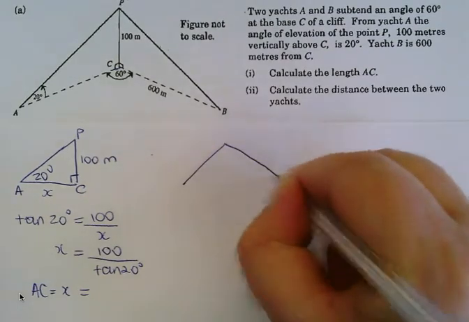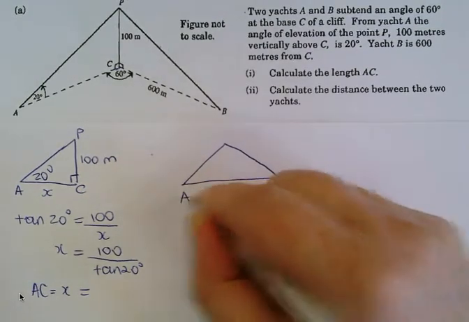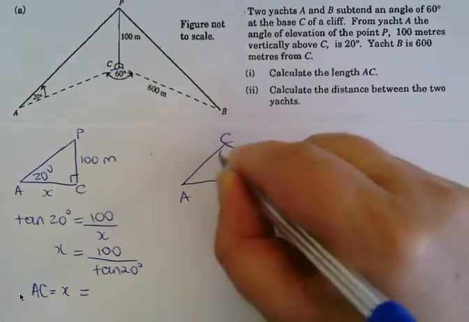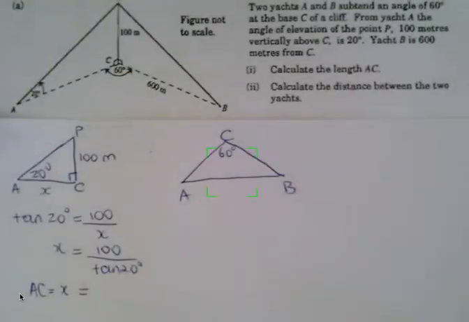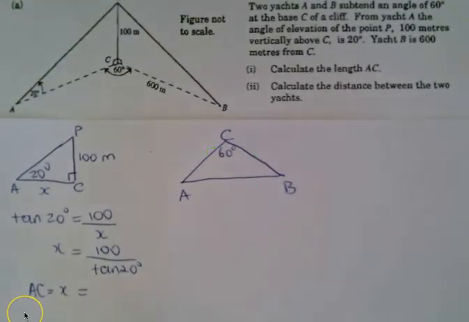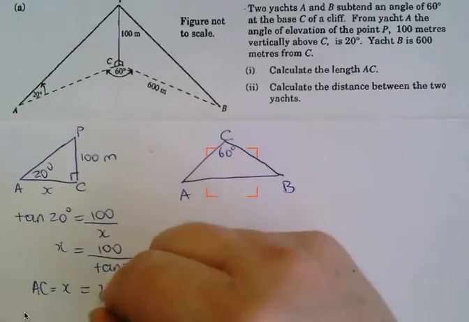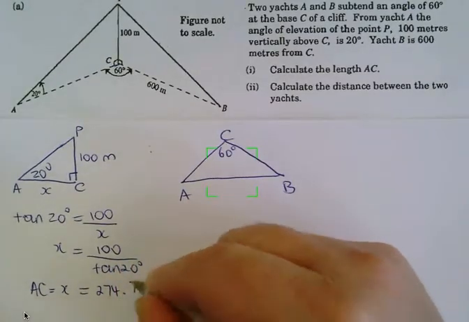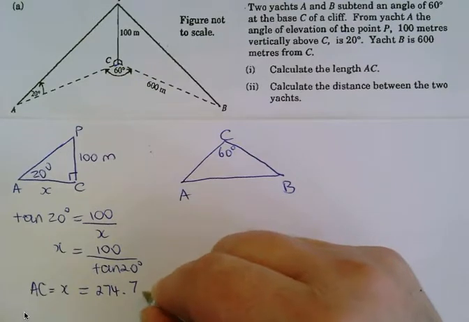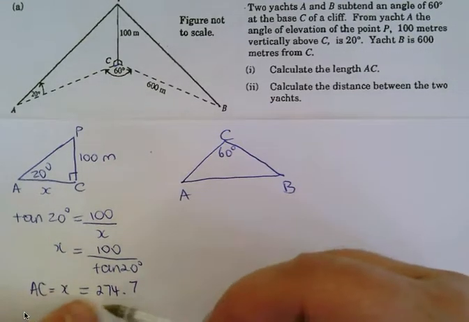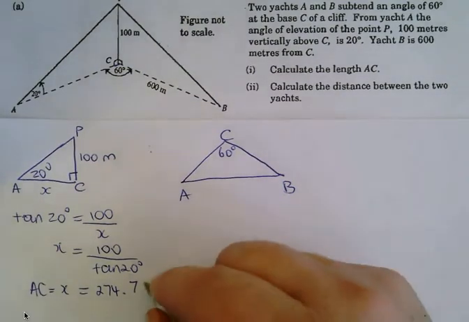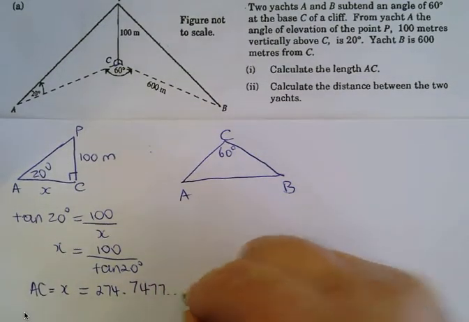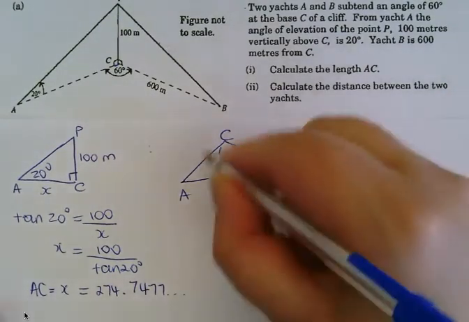And then you'll need the distance between the two yachts. So this one's very straightforward. Anyone got an answer? 274.7. You know what, you may even keep some more decimal places, please, etc. All right, so we know that AC is that.